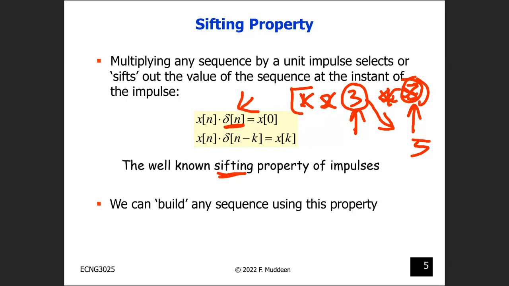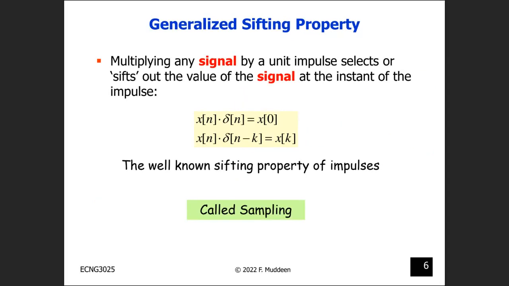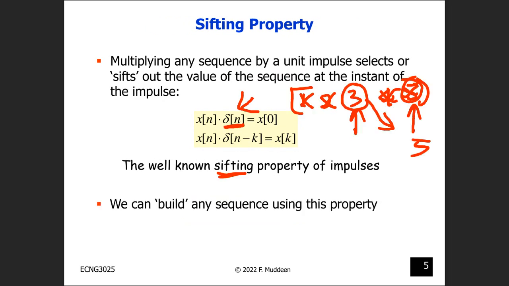And in a more general case, I'll come to the last point in a second. In a more general case, we know that instead of a sequence, if you multiply any signal by a unit impulse, it will select out the value of the signal at the instant of the impulse. And we call this process sampling. Right? So depending on where I put this delta[n], I will sample the signal.